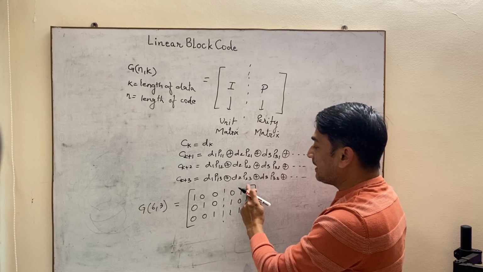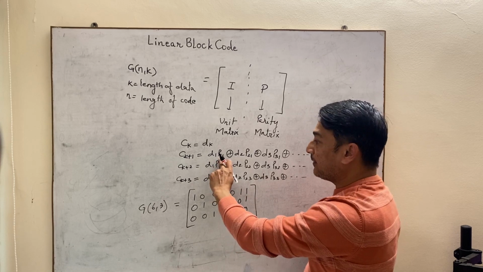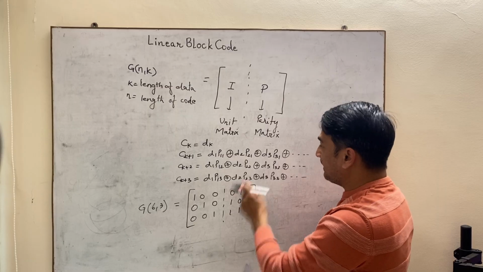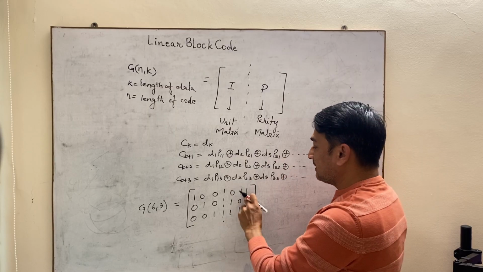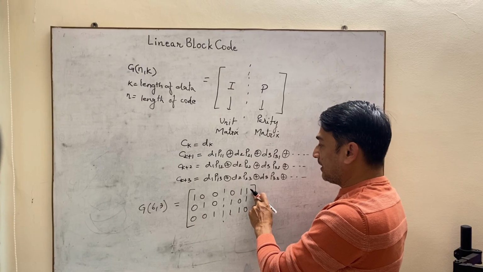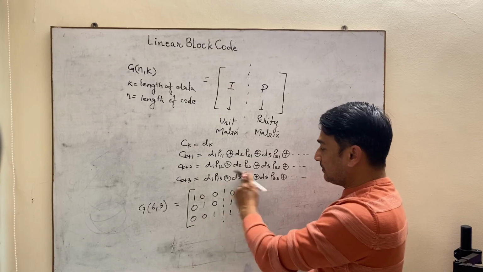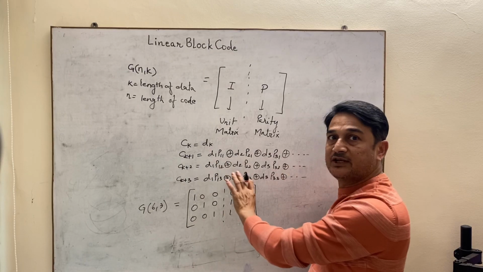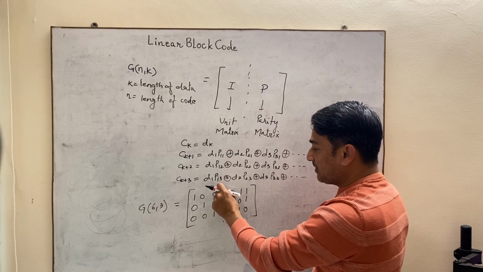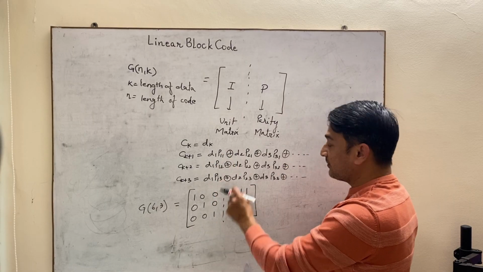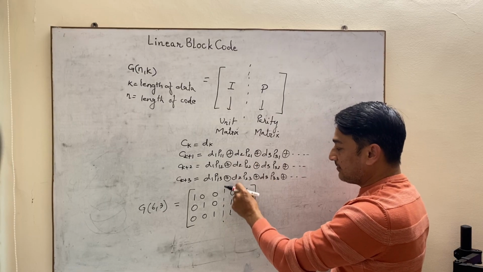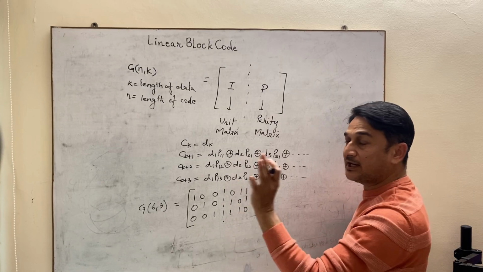So if this is the parity matrix, this element is nothing but P11, this element is P21, this element is P31, this element is P12, 22, 32, 13, 23, 33 and so on. These are the elements which we have already used. Even if you don't remember the formula, for the C4 bit you have to use this column, for the C5 bit you have to use this second column, and for the C6 bit you have to use this column, right?